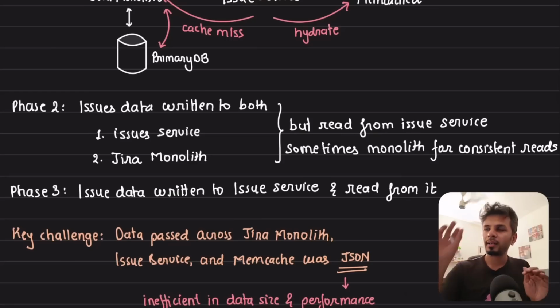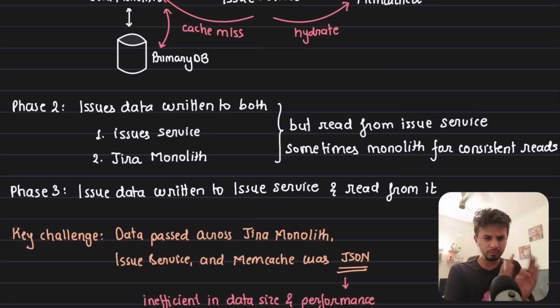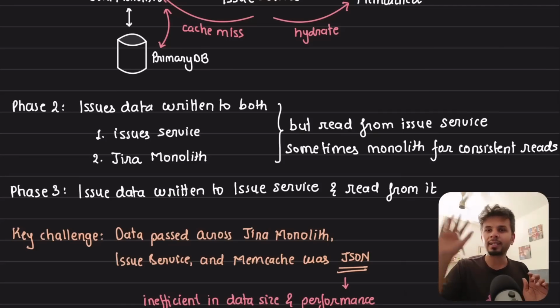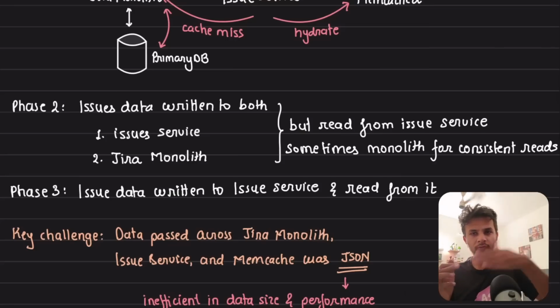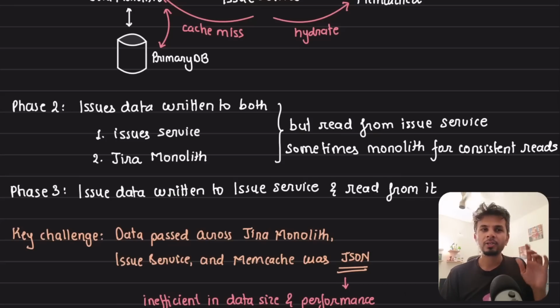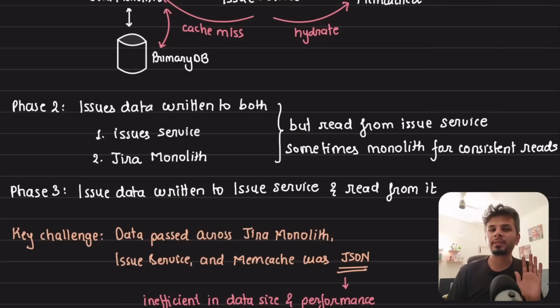Now phase 3. Now that the writes are flowing to issues, writes are also going to the monolith. No questions there. But because your reads were served from issues, your writes are now going to the issues service. So phase 3 is where you flip from your monolith to the issues service completely. Issues data is written to the issues service and also read from it. So this is the complete transition that happens.